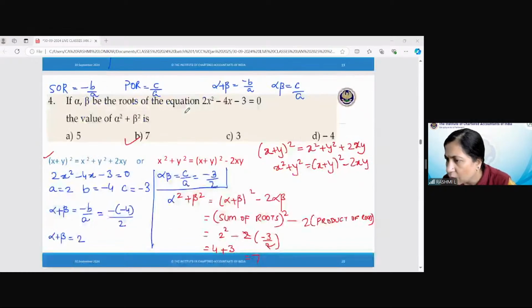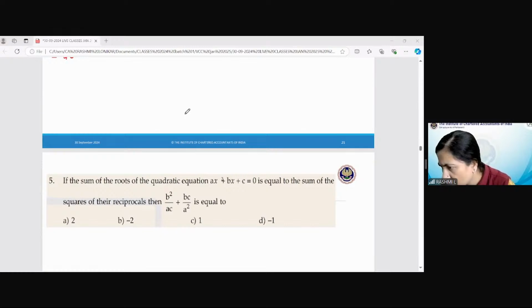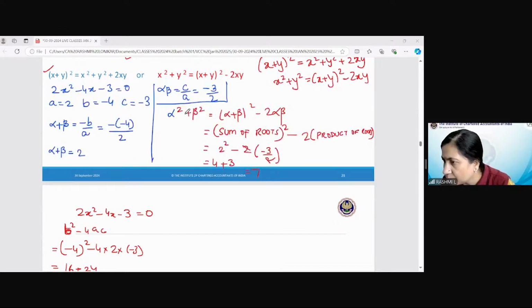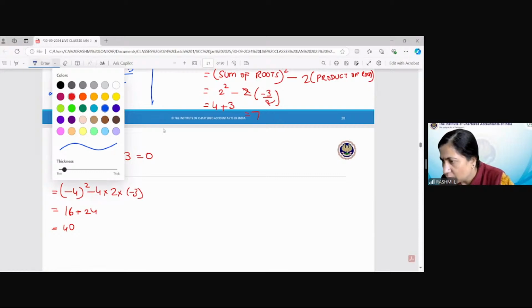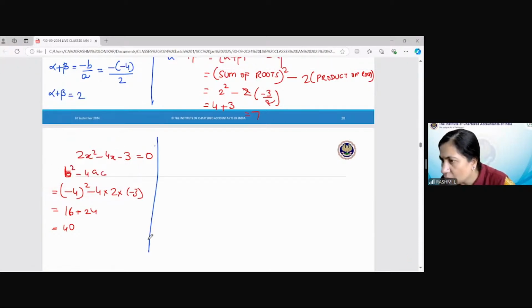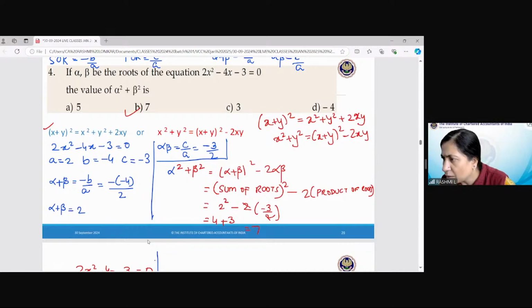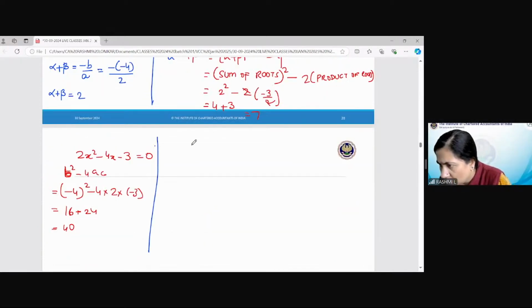Okay. I'll just repeat this. Do I have a similar sum? What I will do, I will just explain again. What is the equation? 2x square minus 4x minus 3 is equal to 0.